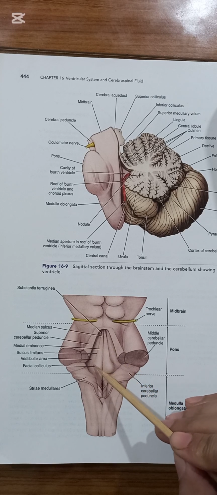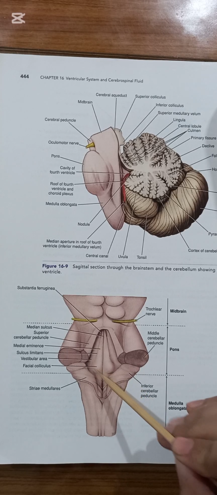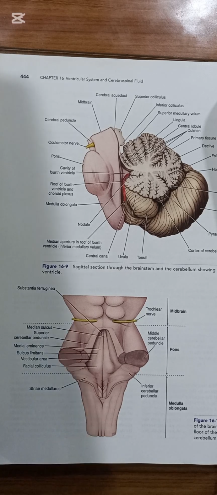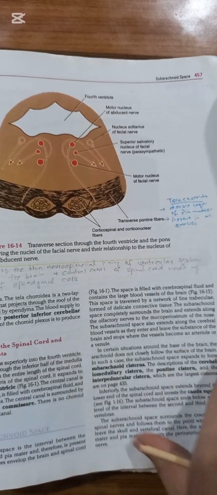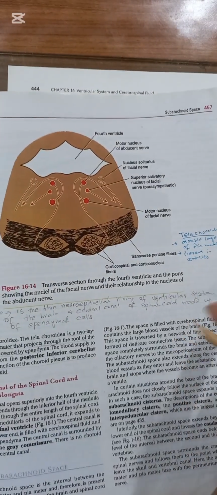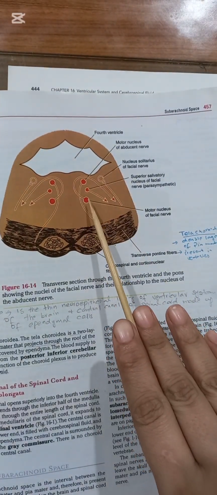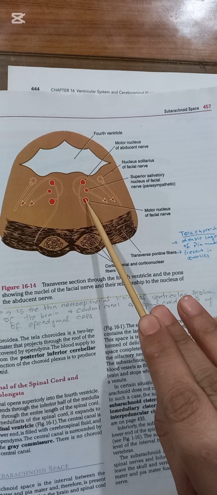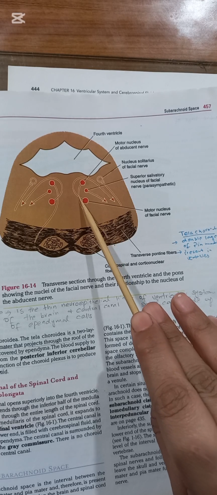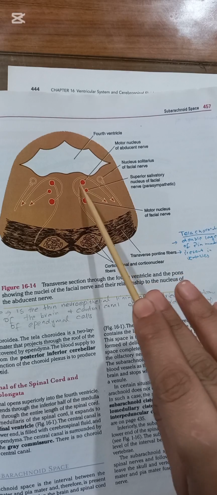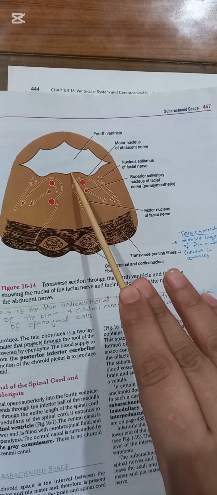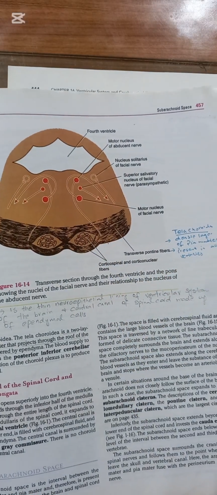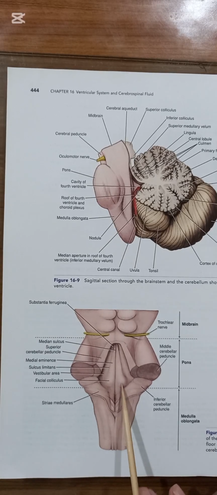Now below the medial eminence on each side, these are the facial colliculi. Facial colliculi are very important, so how were these produced? In this figure you can see the transverse section of the pons at the level of the facial colliculus. This one is the facial nerve nucleus, and this one is the abducens nerve nucleus. When fibers emerge from the facial nerve nucleus, they go backward and then wind around the abducens nerve nucleus. Due to this winding, there is production of a surface elevation, and this surface elevation in the floor of the fourth ventricle is known as the facial colliculus. So in this way, the facial colliculus is produced here.